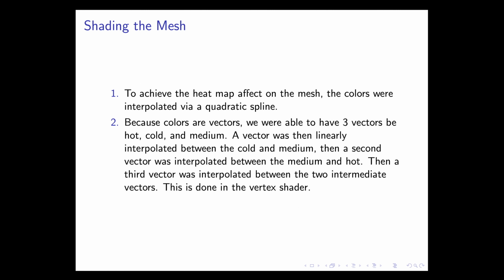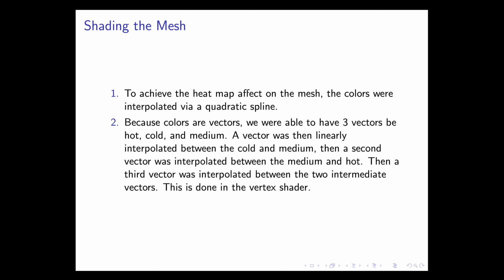Once we have the mesh and we're rendering it, now we need to shade it. To have the heat map, we linearly interpolate between red, green, and blue. Since we do this linear interpolation twice, we actually have a quadratic interpolation, a quadratic spline. It's a Bezier spline with just one control point, so it's not a cubic spline.